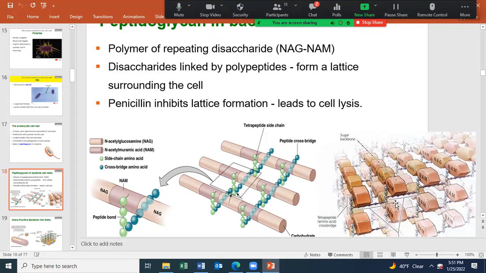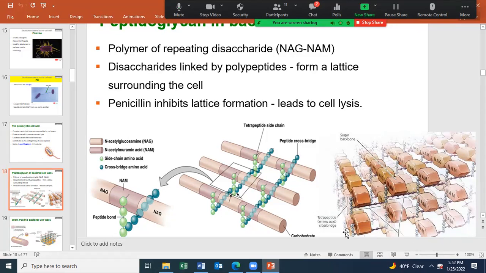And then we have a row of that, and that's next to another row of that, next to another row of that, next to another row of that. And then underneath this plane, we have another plane composed of NAG and NAM polysaccharide linkages. And even in the gram-negative cell wall, we have multiple levels of polysaccharide, the peptidoglycan.